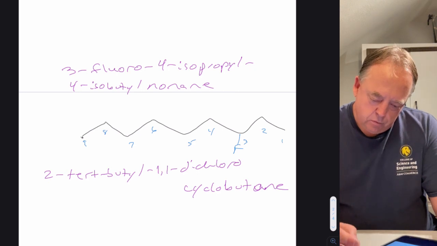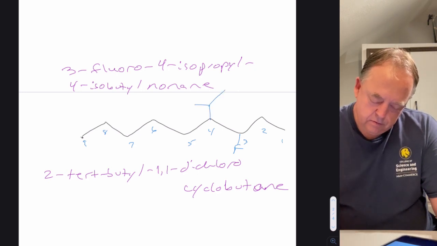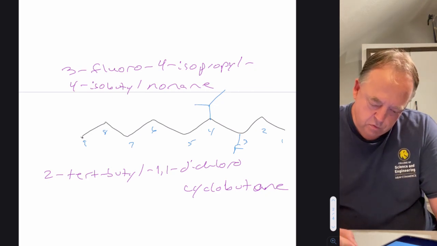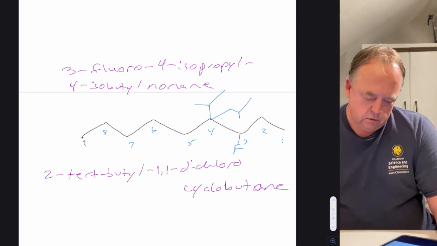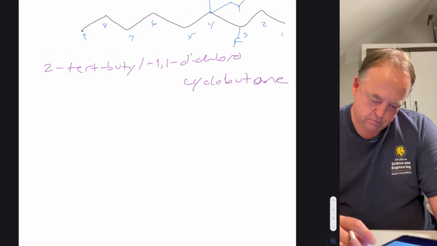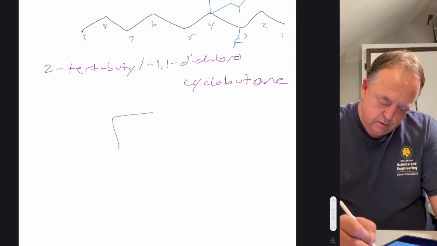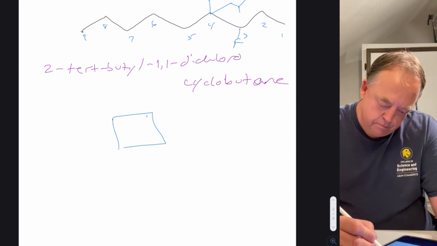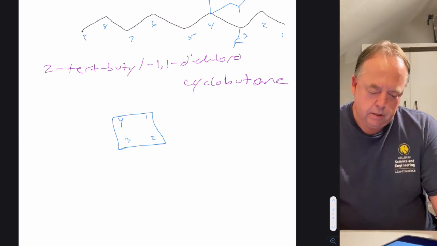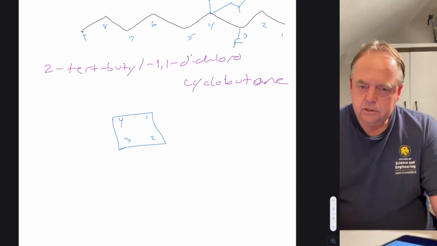Let's see, 4-isopropyl. So carbon 4 needs to have that on it. And 4 needs to have an isobutyl as well. So isobutyl is 1, 2, 3 carbons with a branch at the second carbon off the parent. Okay, so that would be the molecule. So cyclobutane would be a 4-membered ring. Doesn't matter how you number it. You can make any carbon number 1. But now everything else has got to be in the right spot now.